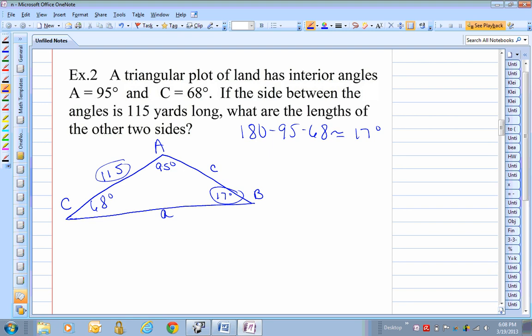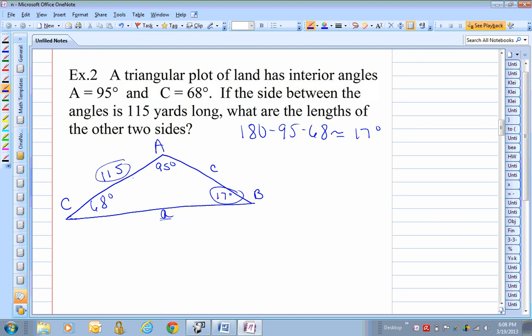Couple of things just from geometry to remind yourself of. The largest angle should be across from your largest side, and the smallest angle should be across from your smallest side. It's just kind of a mental check to make sure you're doing things correctly. When we find A, it should be much larger than B. And when we find C, it should be somewhere between A and B. So just keeping that in mind.